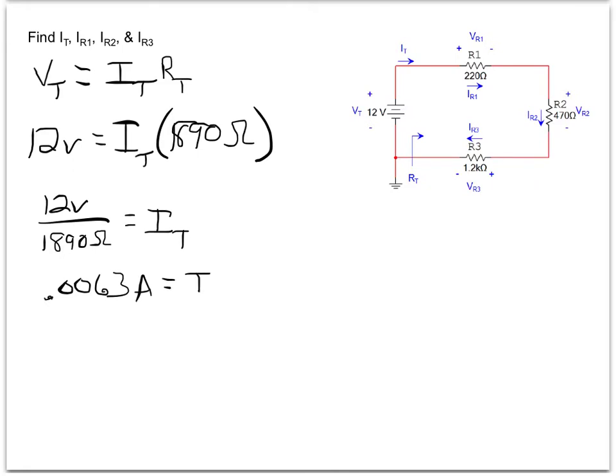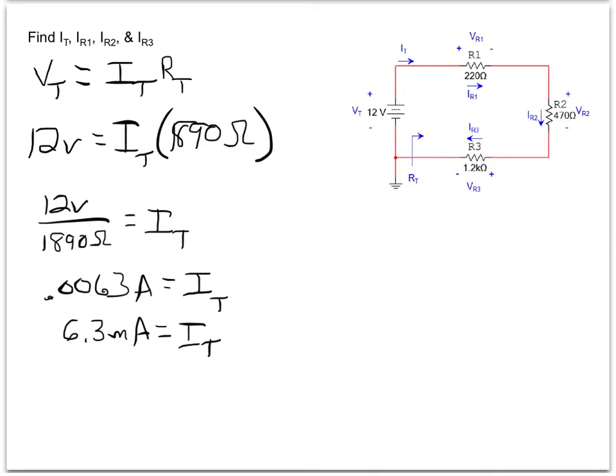Remember that current, I, is measured in amps. To convert that to a number that's bigger than 1, if we multiply that by 1,000, we get 6.3 milliamps. So the total current is 6.3 milliamps. Please note, in a series circuit, which this is, the total current is equal to the current at each component.